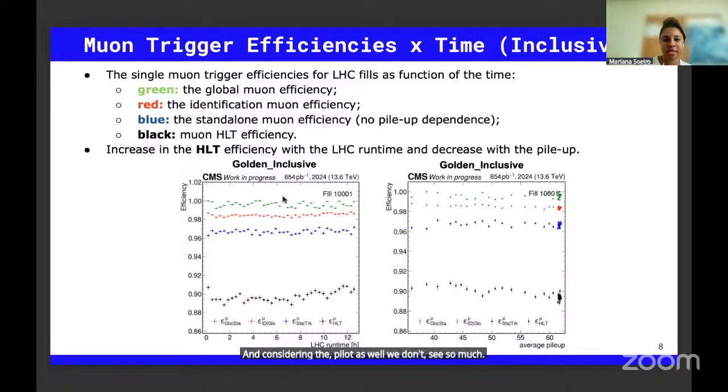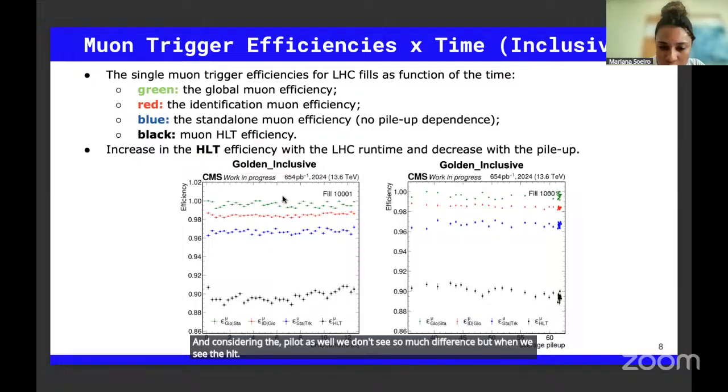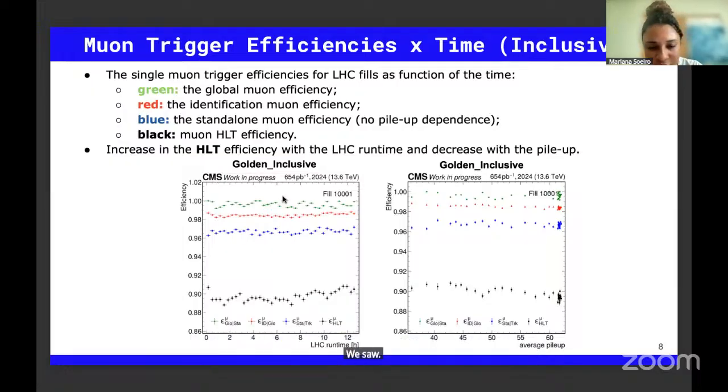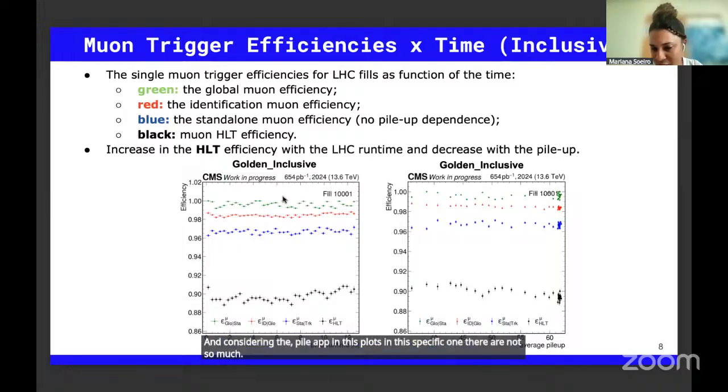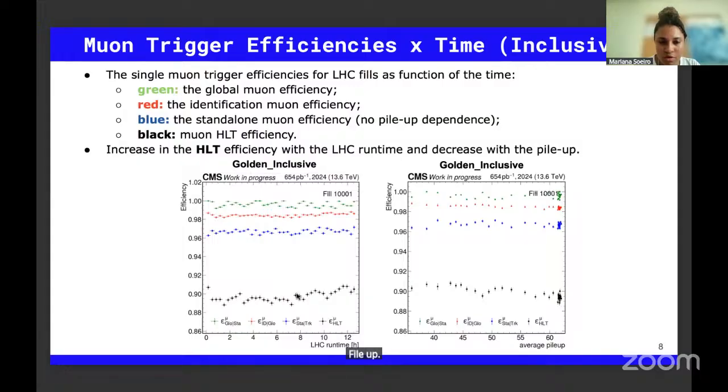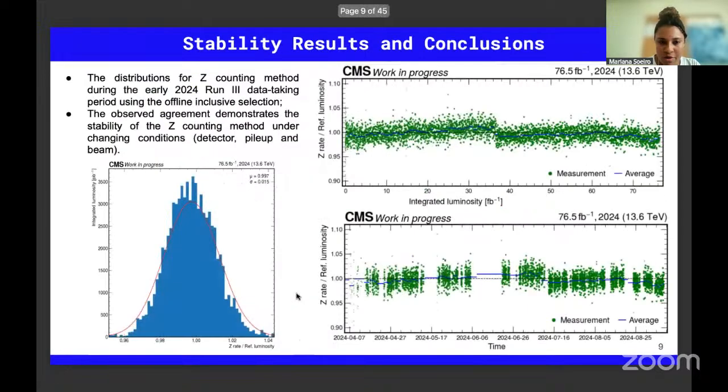But when we see the HLT, we saw the HLT has some kind of dependence considering the time and considering the pileup. In this plot, in the specific one, there is not so much dependence, but in other fills, we can see a little more decrease with the pileup for the black one.